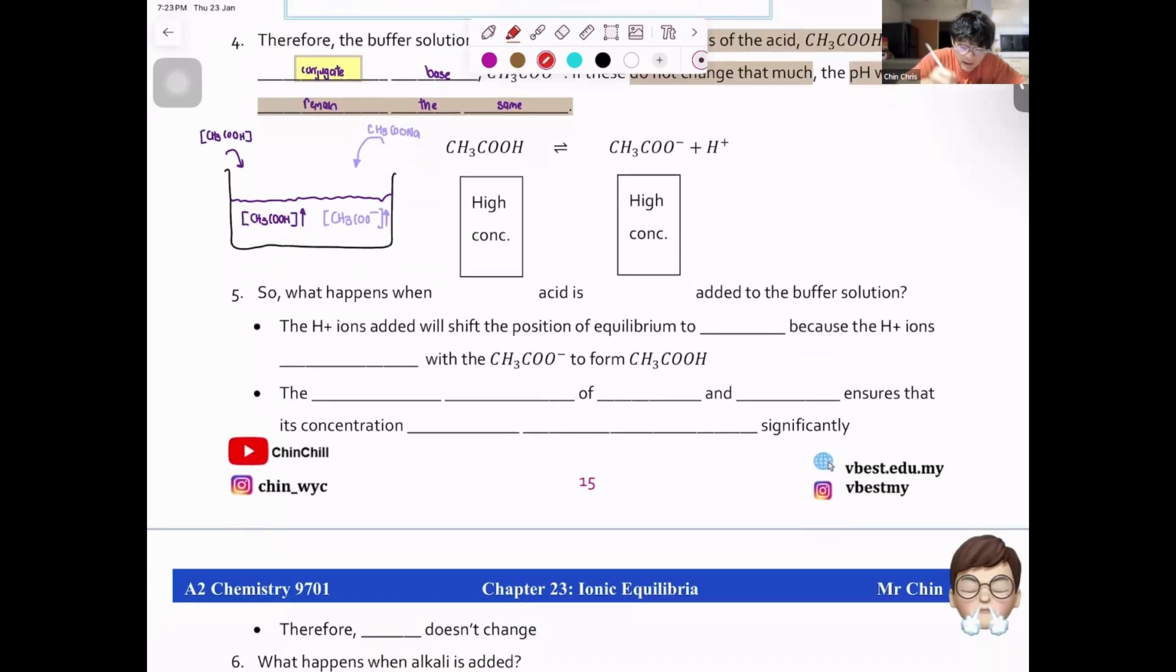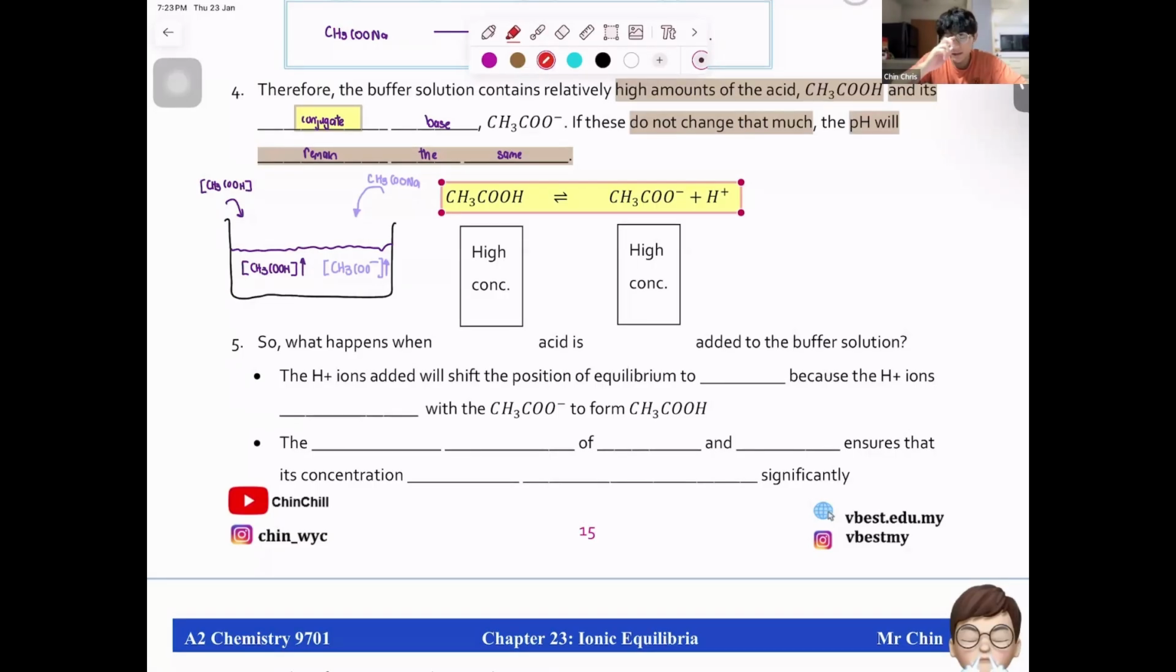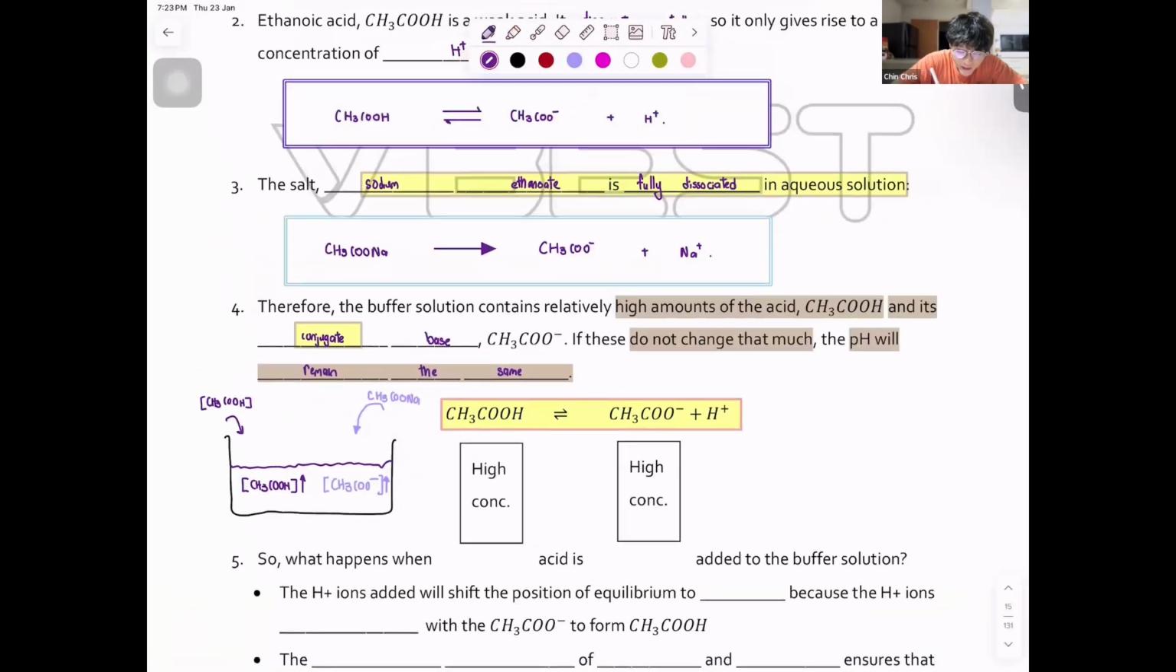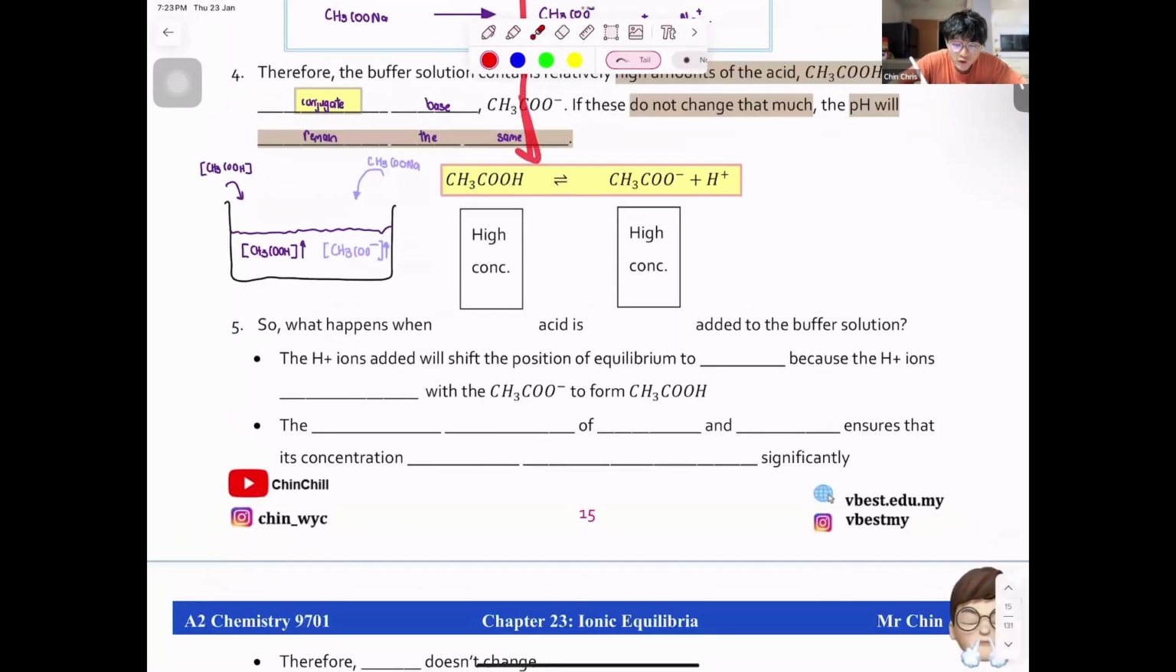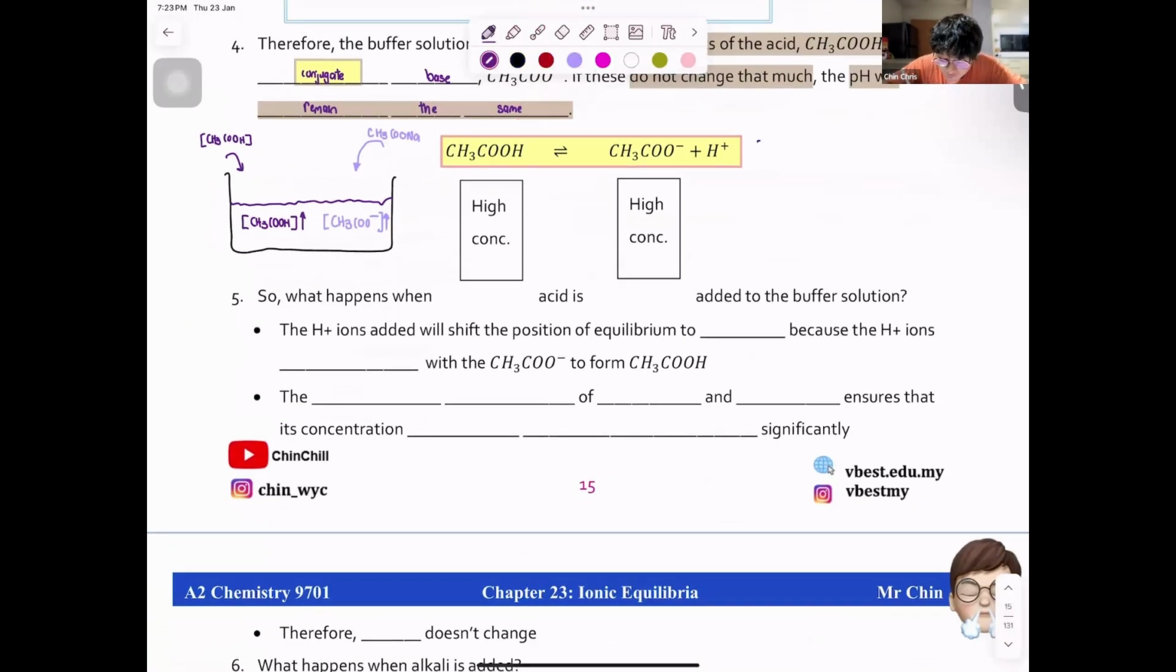And guys, nice. Let's look at the equation here. You see, this equation is the same as the weak acid dissociation equation, right? Can you see that they are the same? This equation, we also call it the buffer equation. The buffer equation is the same as the weak acid dissociation equation. They are the same thing.